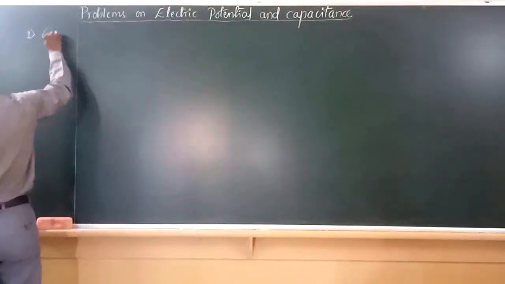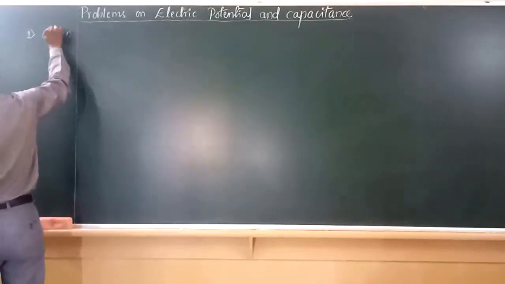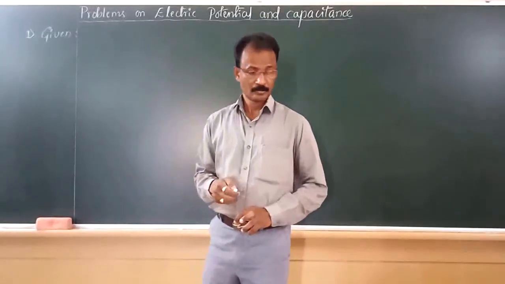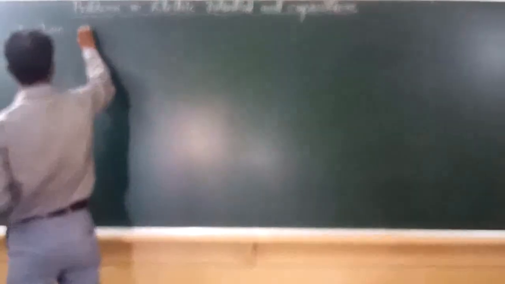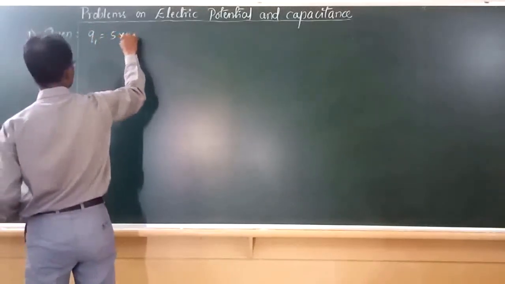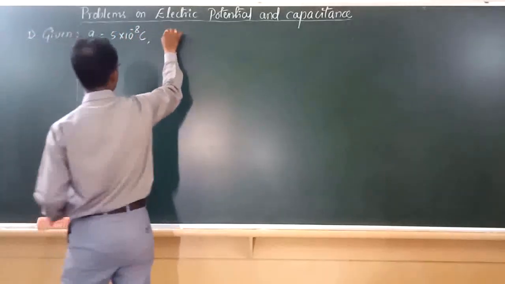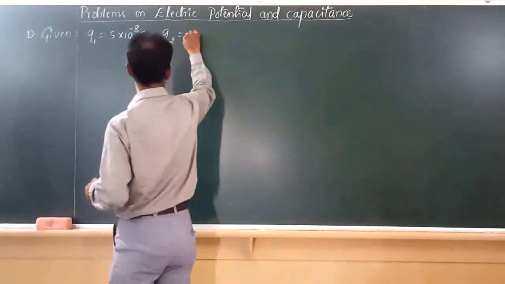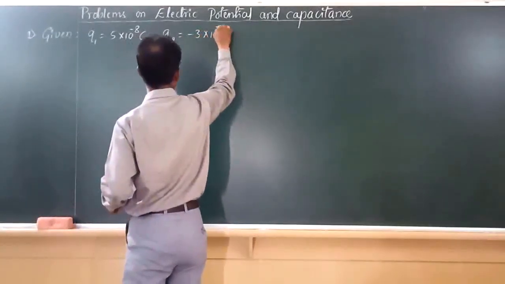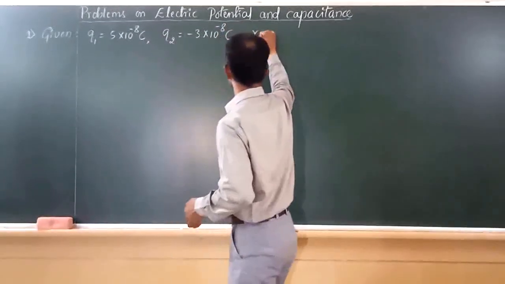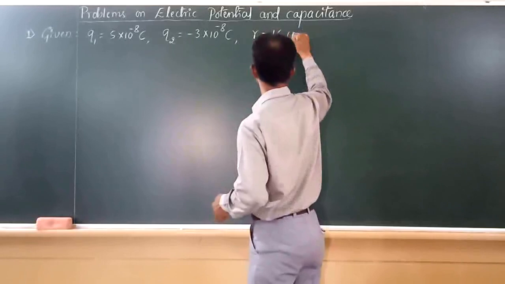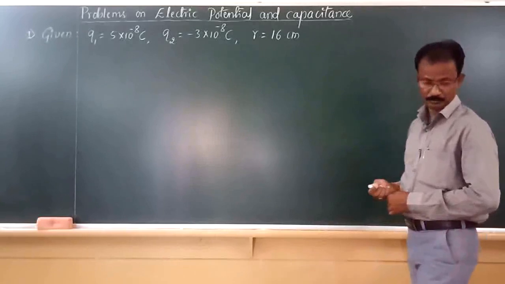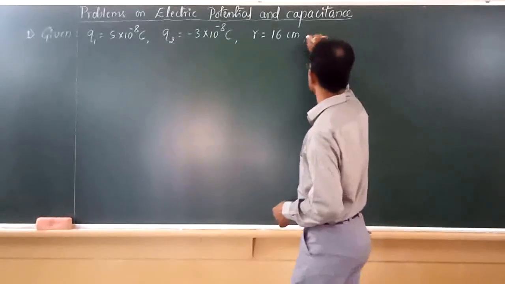First write down the given. Two charges: Q1 is 5 into 10 raised to minus 8 coulomb and Q2 is minus 3 into 10 raised to minus 8 coulomb, and they are separated by a distance of 16 centimeter. At what point on the line joining the two charges is the electric potential zero?